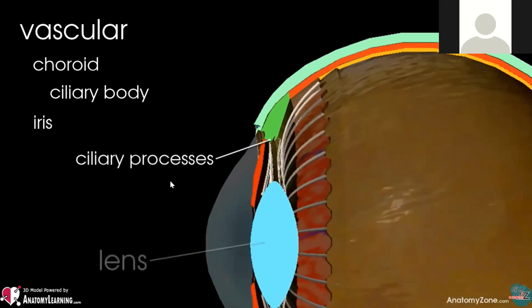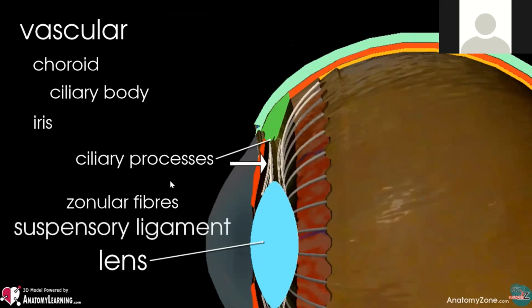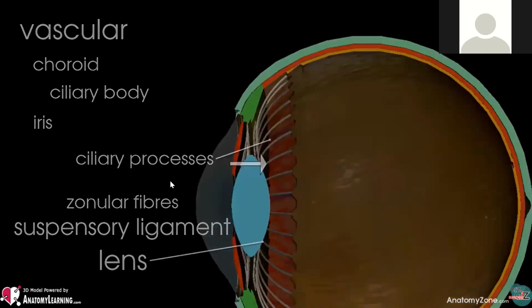These attach the lens to the ciliary body via these fibres which you can see here, known as zonular fibres. Collectively, the zonular fibres form the suspensory ligament of the lens. The ciliary body therefore controls the shape of the lens.